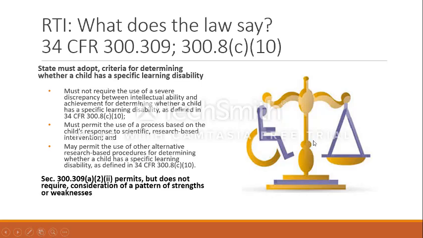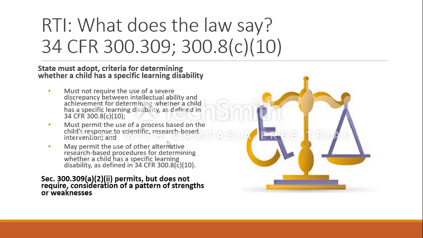So I just have some information here about what the law says. I'm just going to highlight that in order to make an LD diagnosis, the school must permit the use of a process based on the child's response to scientific, research-based intervention. So with that in mind, this is very vague. It doesn't say which research-based intervention. It doesn't say how you determine if the child responded through a certain kind of assessment tool, and it doesn't say what kind of method you have to use in order to determine if the response happened.